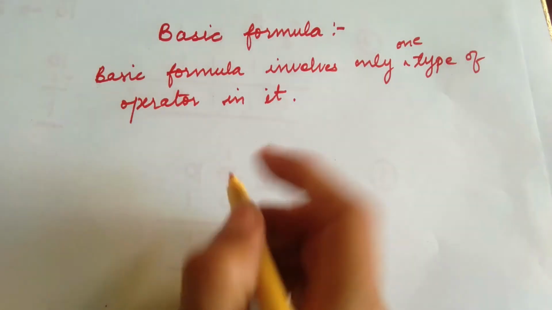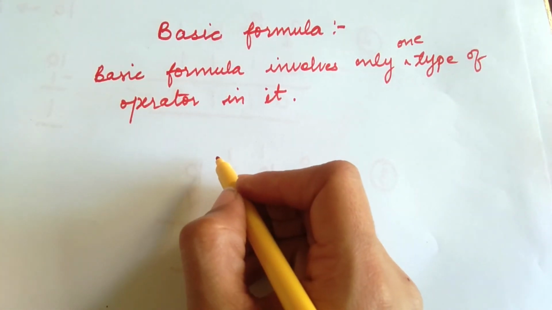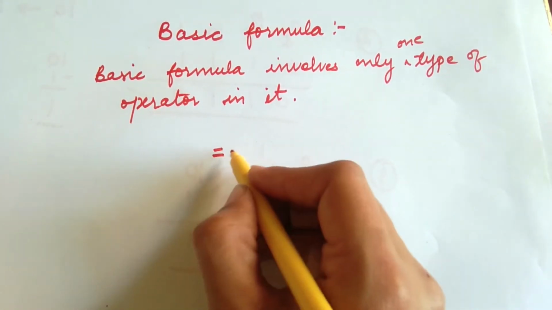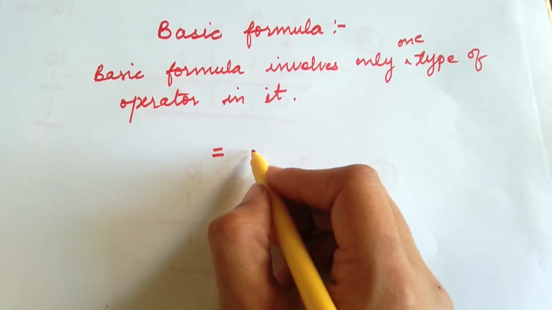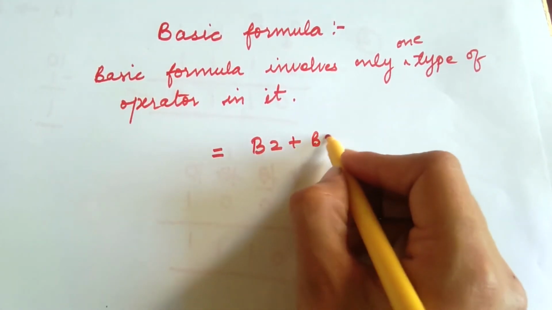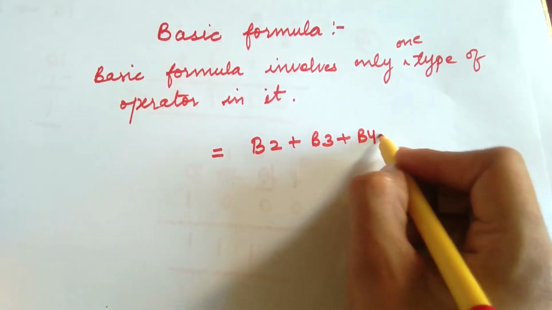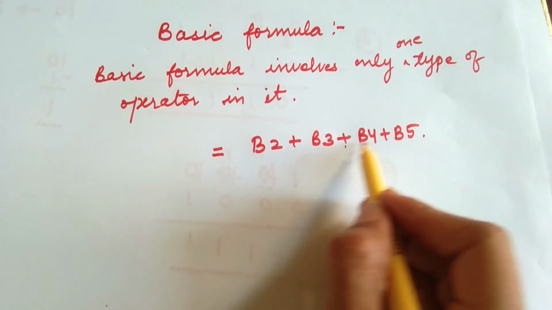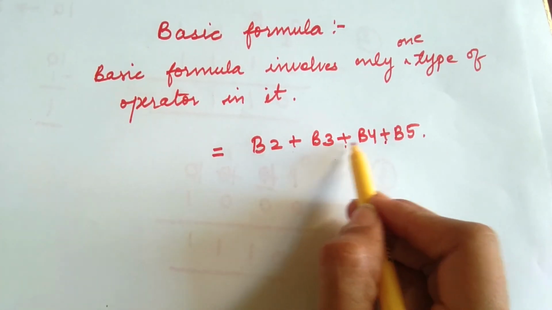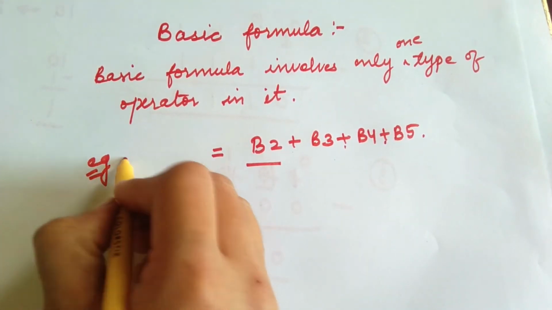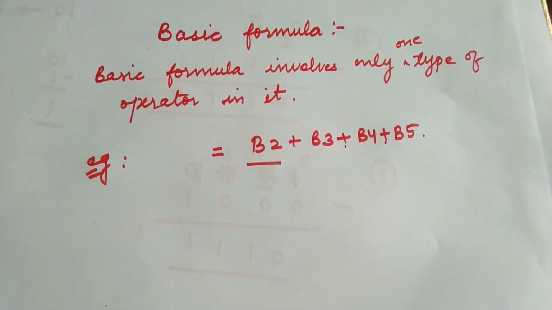Now for example, if I say calculate the total income of person A, suppose I have entered the data in column B, so it will be B2 plus B3 plus B4 plus B5. Is there any other operator that I have used? No, only one type of operator has been used. So this is an example of a basic formula. Let's see how to do this in the software.